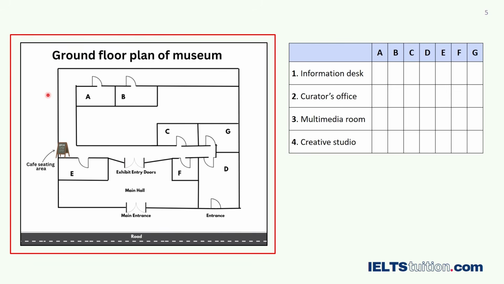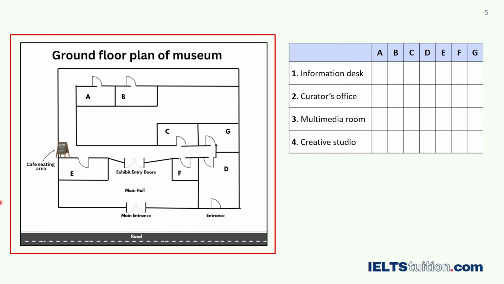On the left, we can see a cafe seating area. In the middle, there are exhibit entry doors. We can see the main hall in the middle. Then there is a main entrance. And to the right, we can see another entrance to the building. At the bottom of the image, we can see a road. All right, now we have familiarized ourselves with the floor plan.